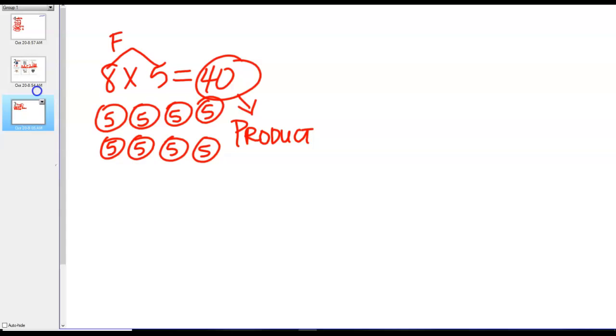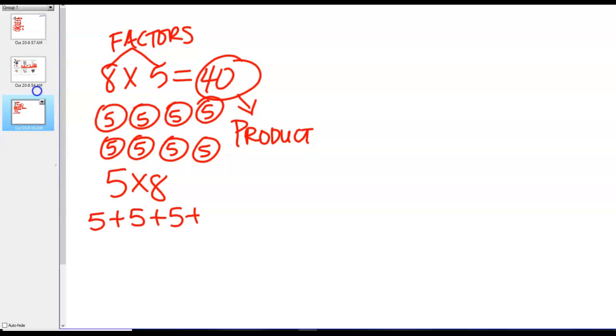Starts with an F. Factors. Thank you. Now if I flip those around, what do we call this property? Commutative property. Okay? Commutative property means I can flip the numbers around and I'll still get the same answer. Okay. Repeated addition. 8 groups of 5, so I would have 8 5s. That's 3, 4, 5, 6, 7, 8.